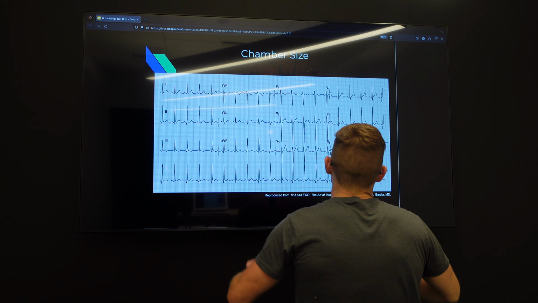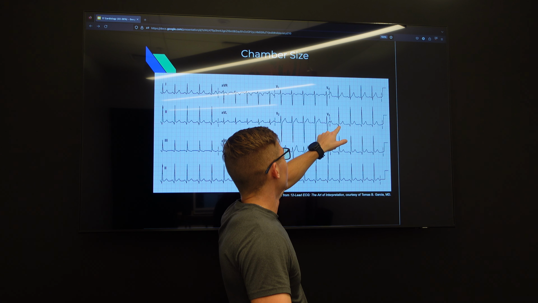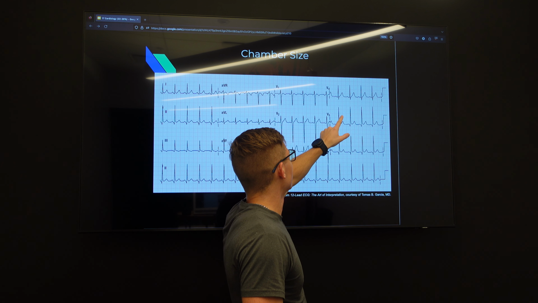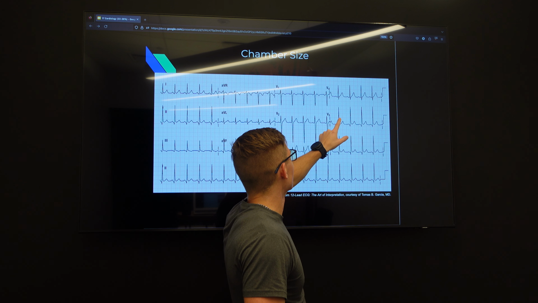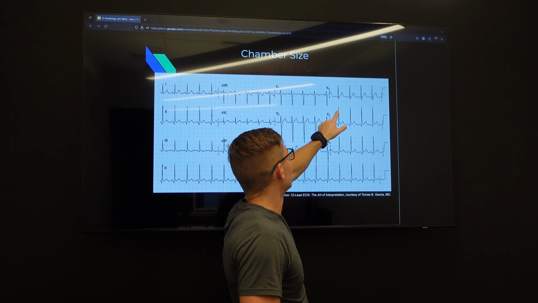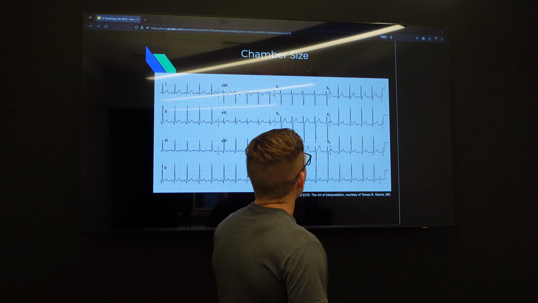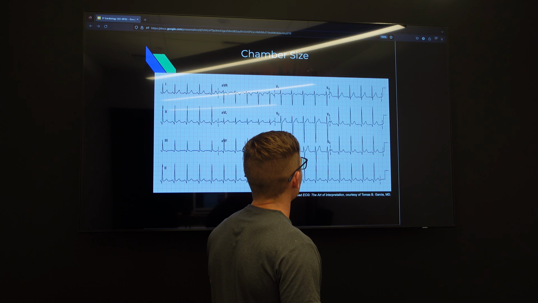So in V5, let's count them. We want 35 millimeters. So each of these is 5, right? 5, 15, what is this? Starting here, we'll just add that later. So 5, 10, 15, boom, boom, it's like 20. Still not 35 though. And we're looking for the R wave.